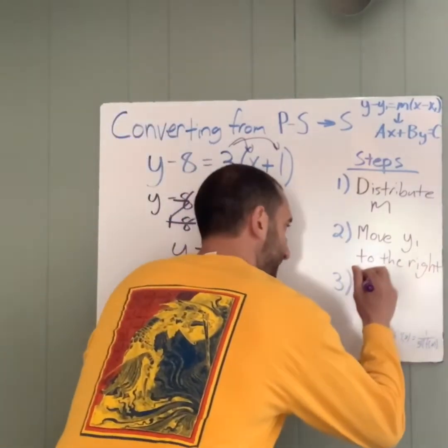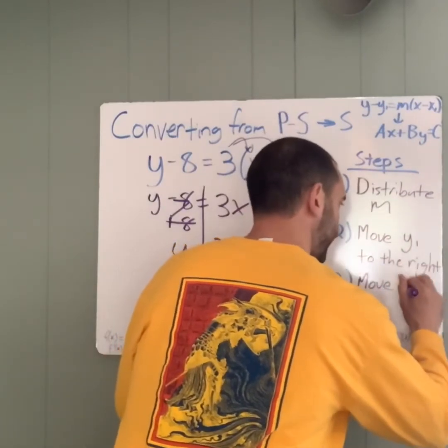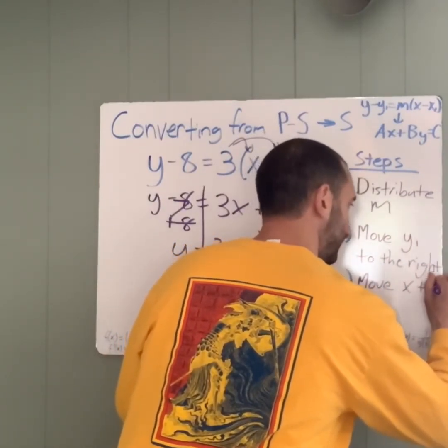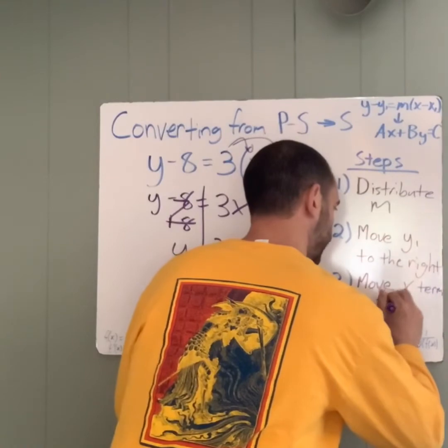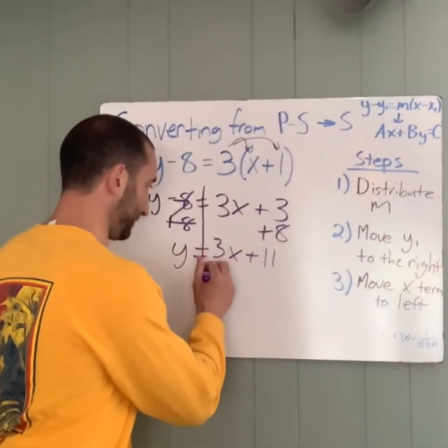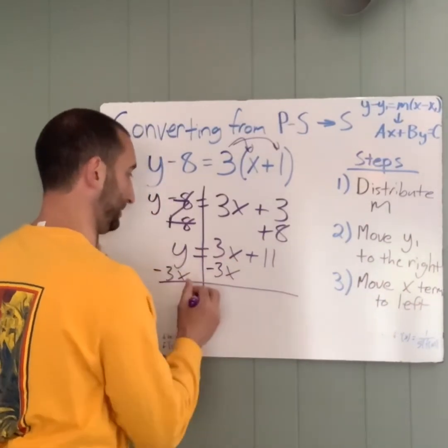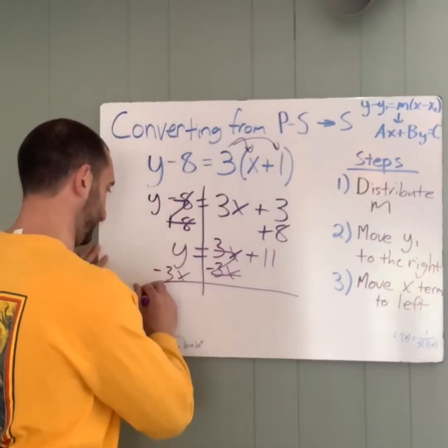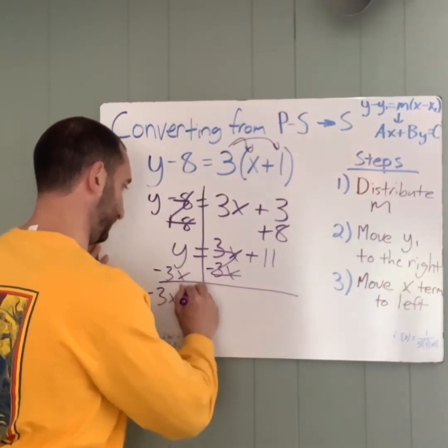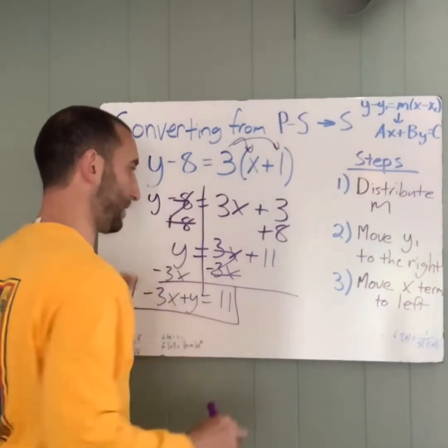So, move x term to left. So let's do that. Subtract 3x, subtract 3x, negative 3x plus y equals 11. Boom.